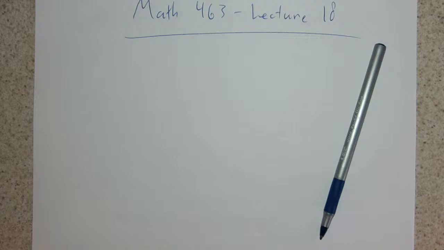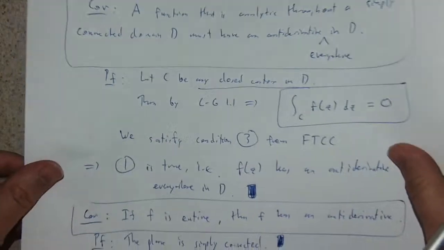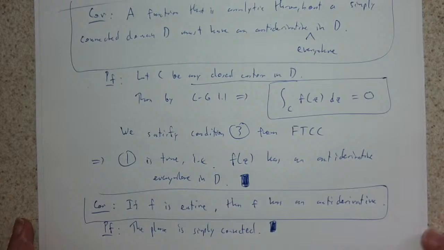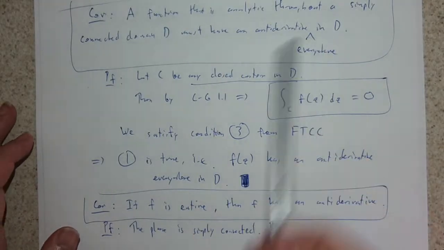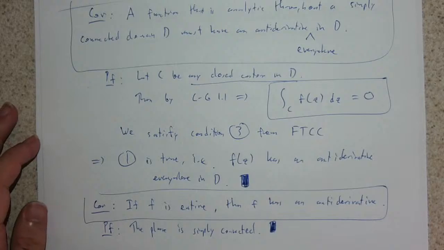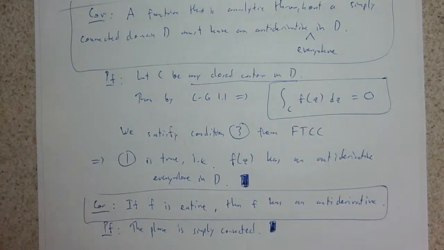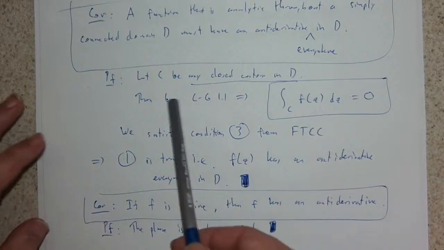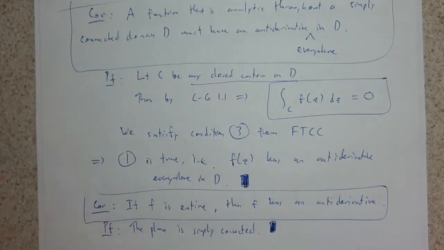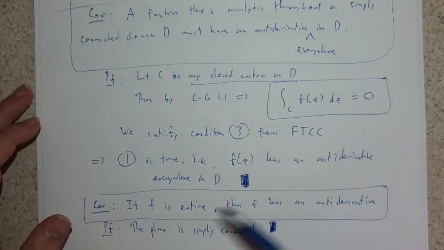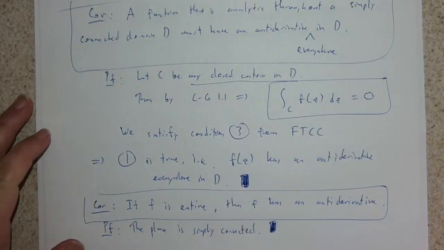At the end of lecture yesterday, I had mentioned this specific application of Cauchy-Gorsat, which is the following. A function that's analytic throughout a simply connected domain must have an antiderivative everywhere in that domain. This had a really quick proof. It was exactly by applying Cauchy-Gorsat, our slightly modified version that was modified for not just simple closed contours, but actually any closed contours if we were on a simply connected domain.